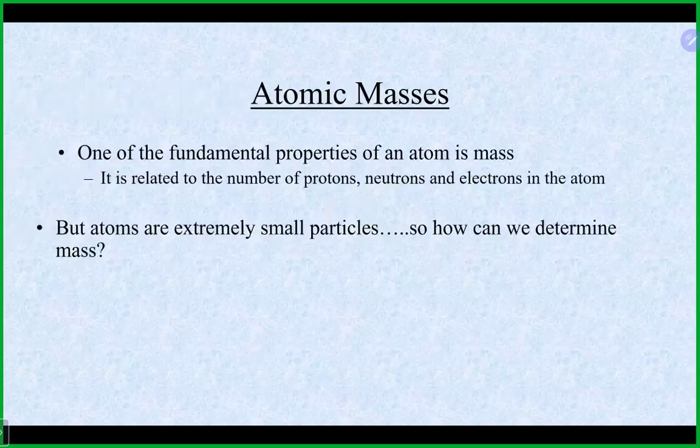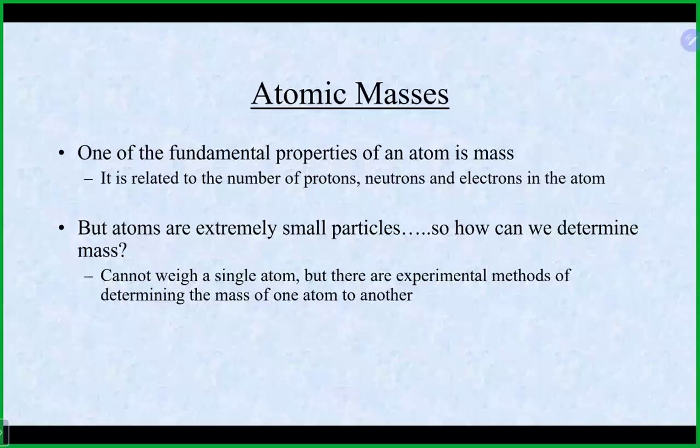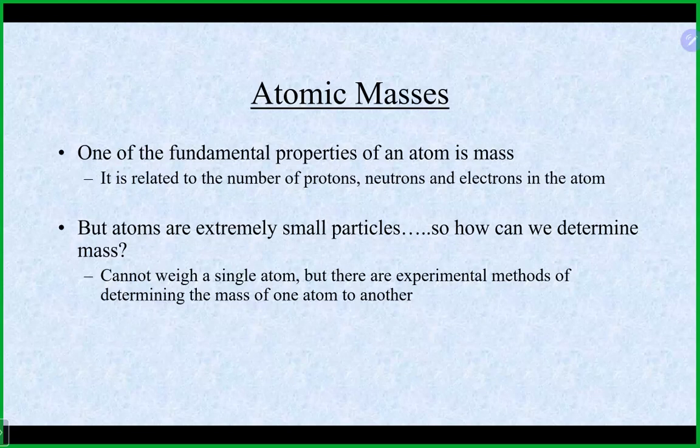So one of the things we're going to talk about first is atomic mass. One of the fundamental properties of atoms is obviously this mass. As we talked about, atoms have protons, electrons, and neutrons. So the mass of the atom is related to those and how many they have of each of those.